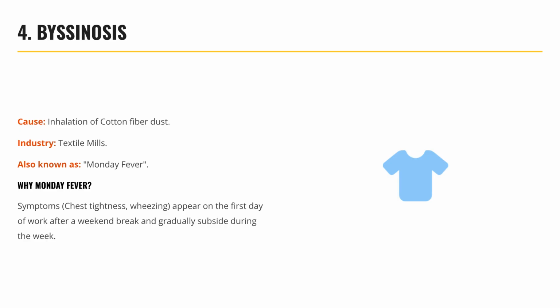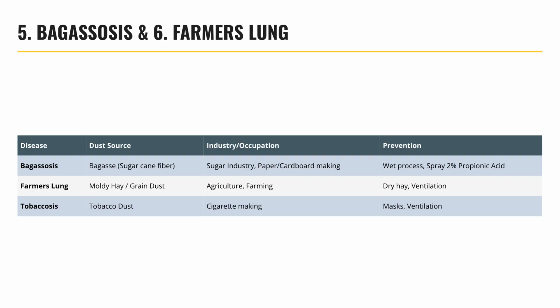Byssinosis is caused by inhaling cotton fiber dust in textile mills. It is also known as Monday fever, because symptoms like chest tightness appear on the first day of work after a break and lessen during the week. Other lung diseases include bagasosis, caused by sugarcane dust, and farmer's lung, caused by inhaling mold spores from hay.